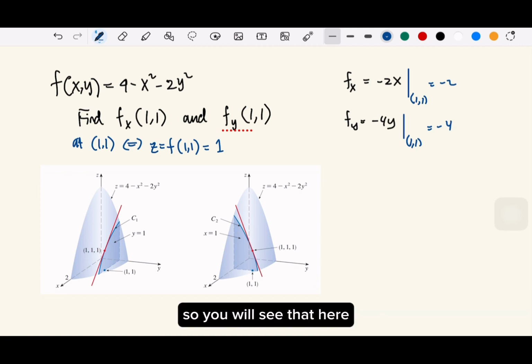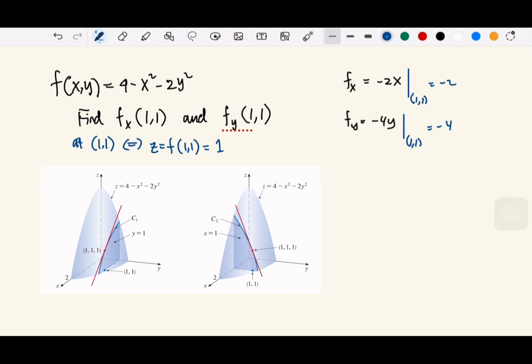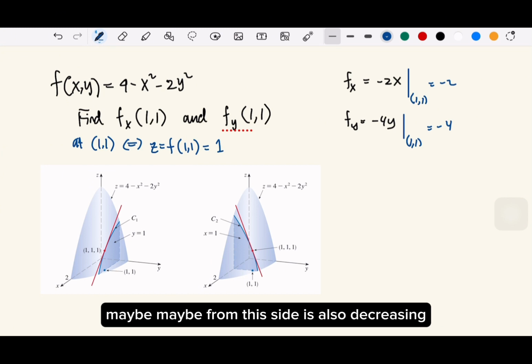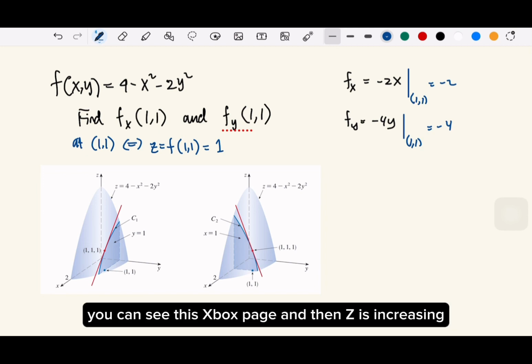So you will see that here is the partial y. You could also think of z and y as a 2-dimension. You have a linear function that is decreasing, which is having this negative 4. This is for partial x. We can see z and x. Maybe from this side, this is also decreasing. If you rotate this, you can see x positive and then z is decreasing.